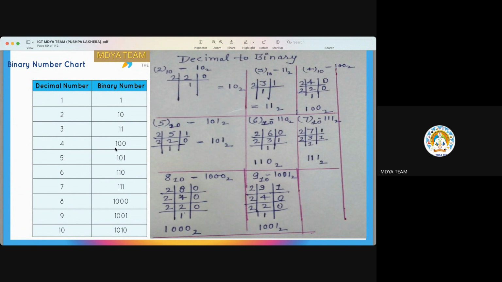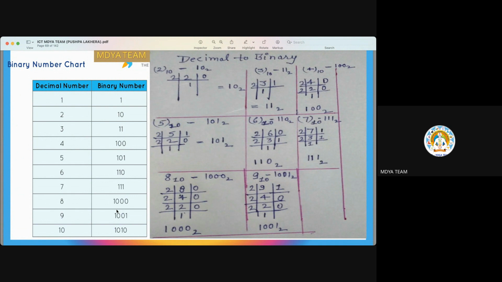2 raised to 2 is 4. So 4 plus 0 plus 0, that means it is 4. So this is the conversion. The highest 3 digit number will be 7. The highest 4 digit number will be 15.